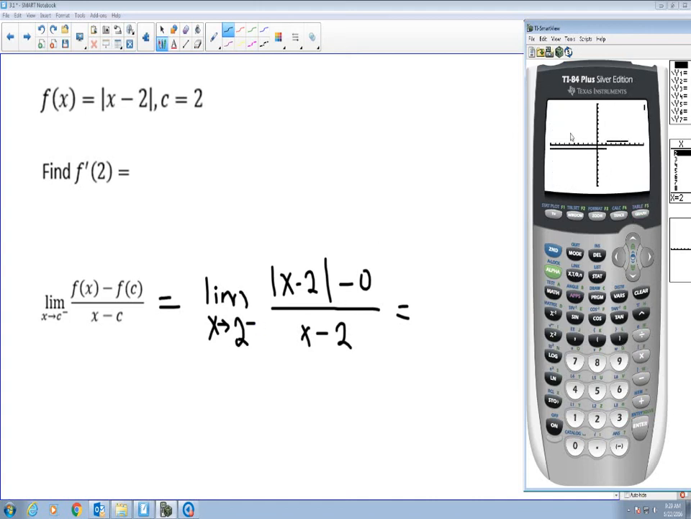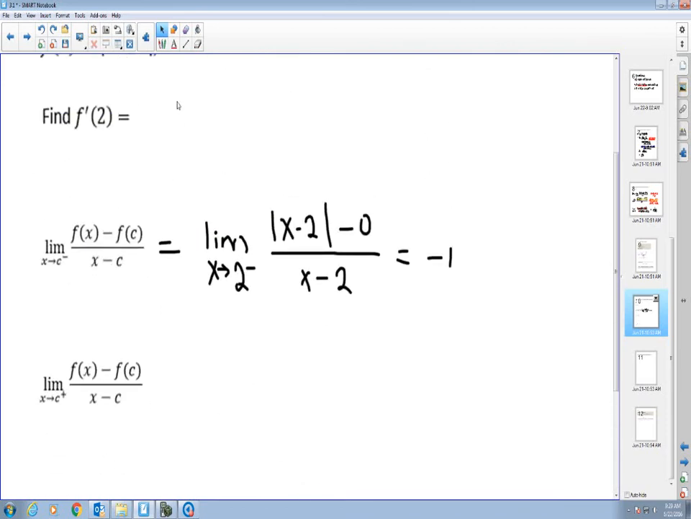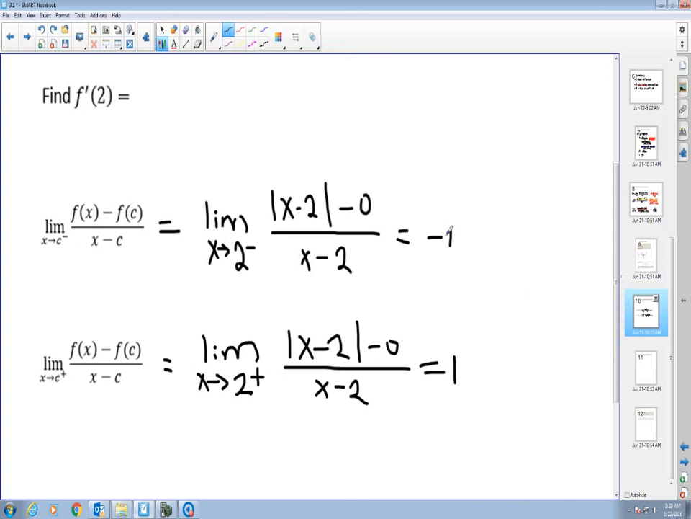Alright, approaching 2 from the left, the y value is actually -1. Approaching 2 from the right, the y value is actually +1. So everything's the same, except this time this limit is coming from the right, which is 1. So my limit is not the same from both directions, therefore my limit does not exist.